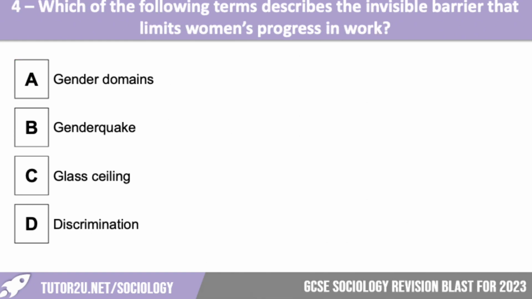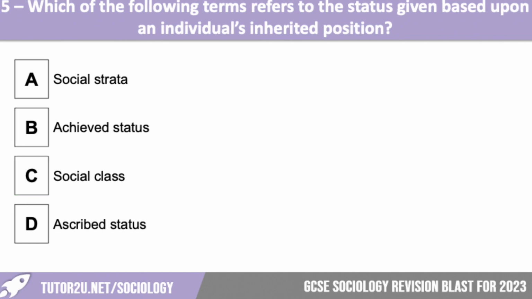Number 4. Which of the following terms describes the invisible barrier that limits women's progress in work? Is it A, gender domains, B, gender quake, C, glass ceiling, or D, discrimination? Let's reveal. It is the glass ceiling, so the idea that women can see the top jobs, they just cannot get to them, although obviously discrimination is a massive part of that.